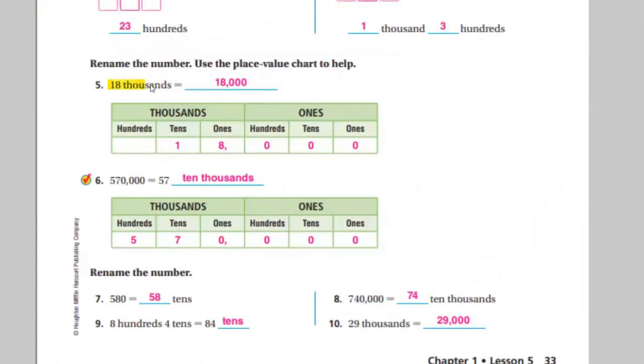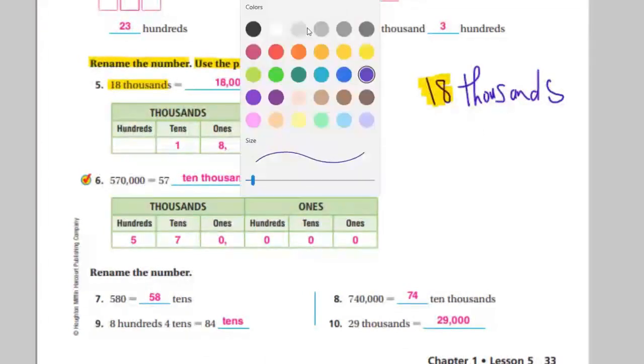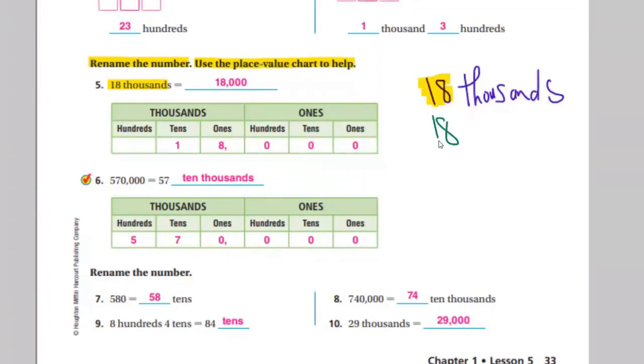Okay. Let's move back to our lesson. Number 5 here, 18,000. He's asking me here to rename the number using the place value chart to help. Let's rename these numbers. We have 18,000. First of all, we have 18, right? So put it as the same, 18. After that, when you see thousands, we're going to put 3 zeros for thousands. So our answer in standard form is 18,000. And write it here in our place value chart.